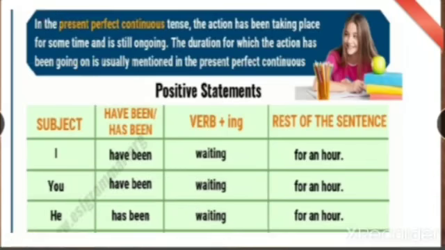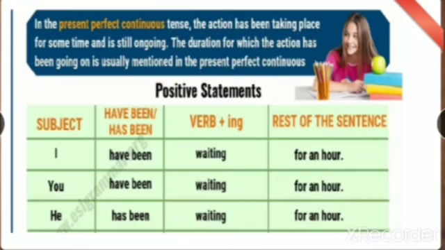So in the present perfect continuous tense, the action has been taking place for some time and is still going on. So, what do you mean by present perfect continuous? See, present continuous means something that is happening in front of you. Present perfect means something that started in the past and got over. Present perfect continuous means the action that has been taking place for some time and is still going on. It means an action that started in the past and is still continuing. The duration for which the action has been going on is usually mentioned in the present perfect continuous.